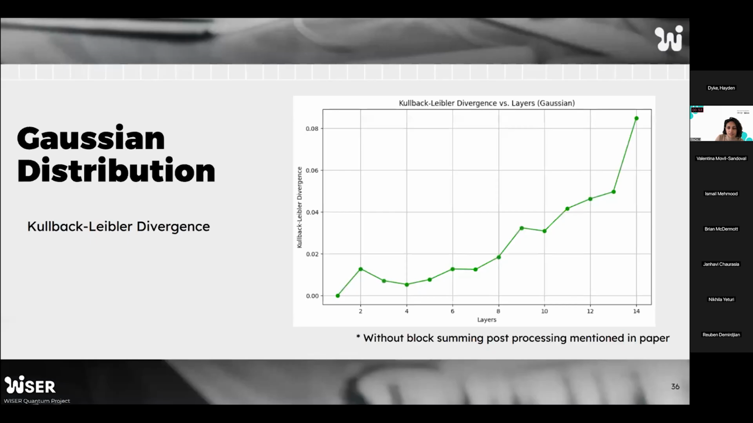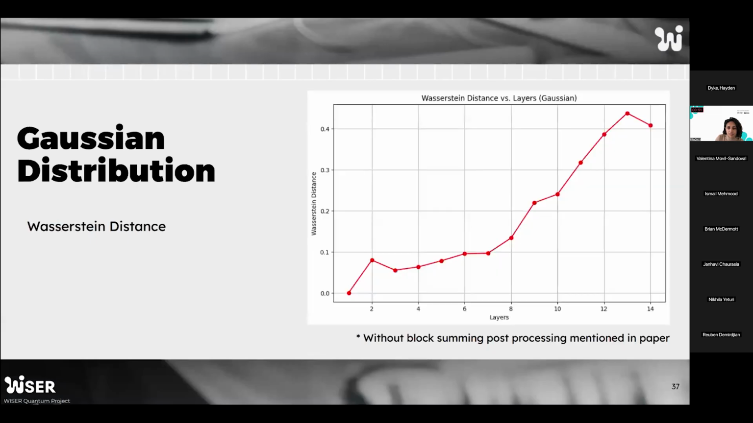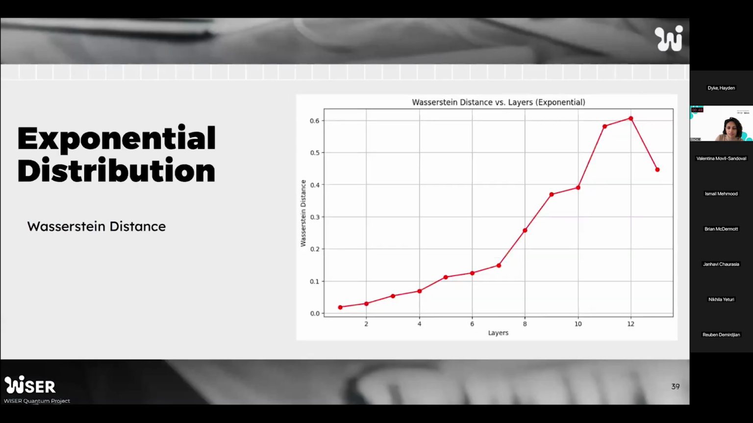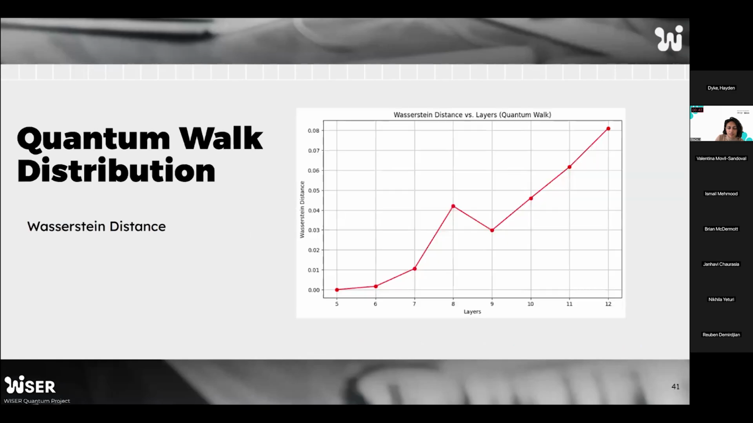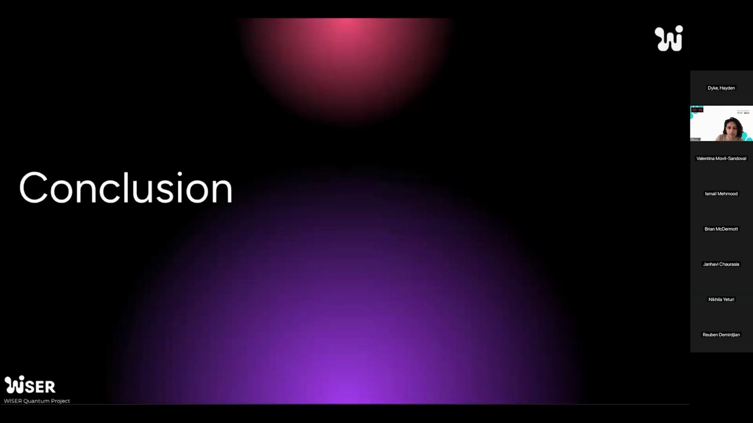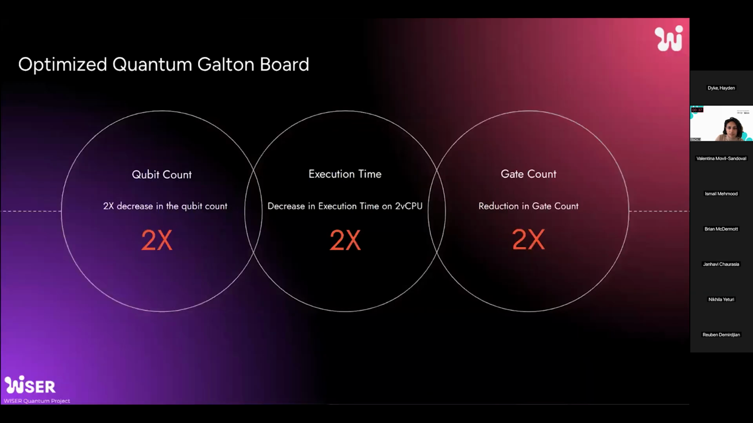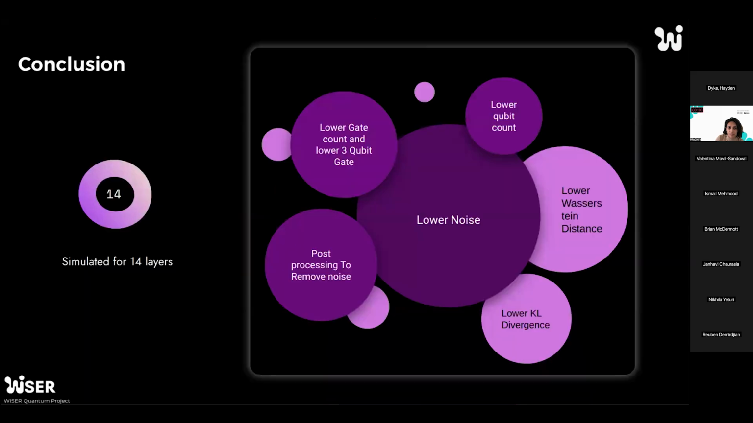So we also did the KL analysis as well as the Wasserstein distance analysis for the Gaussian, exponential, as well as the quantum walk distribution. And we found that the error rate was pretty low, so we were able to achieve good accuracy here. So we were able to reduce the gate count and the qubit count, as well as get good accuracy on the distributions.